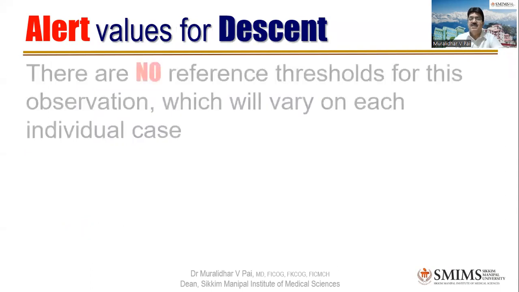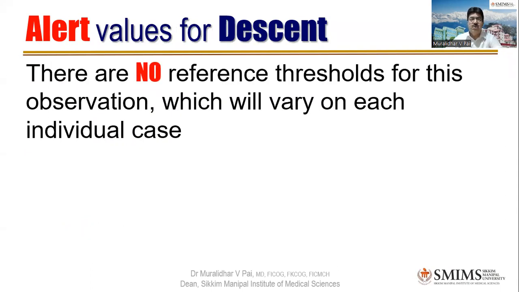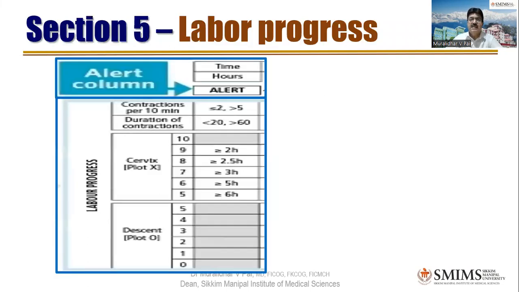Alert for descent. It was not very clearly defined in old Partograph. Here also, it is not very clear. There are no reference thresholds for this observation, which will vary on each individual case. Sometimes we have seen this. Till 10 centimeters, there is not much descent happening, but after that, suddenly it descends. But some women in second stage don't descend properly, they don't have rotation properly, but in the last few minutes, everything will happen suddenly. So we have seen all this. That's why there is no clear reference in LCG.